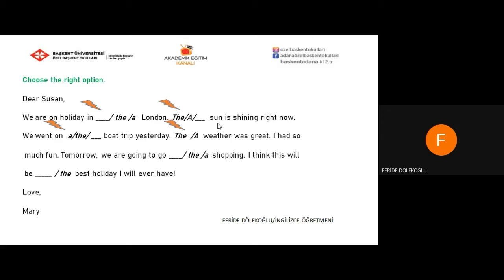We went on a boat trip yesterday. The weather was great. Weather is an uncountable noun, so we don't use a before it. The correct answer is the. I had so much fun. Tomorrow we are going to go shopping. We don't say go the shopping, go a shopping. The correct answer is no article. I think this will be, look at the superlative form. So the answer is: I think this will be the best holiday I will ever have. Love, Mary.